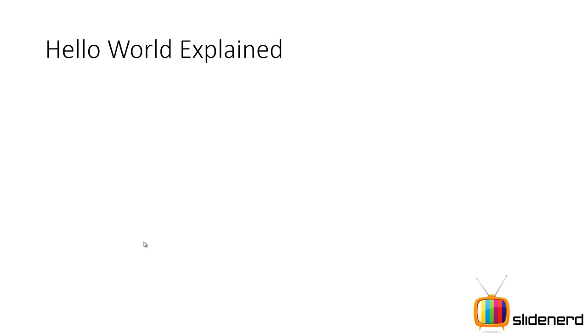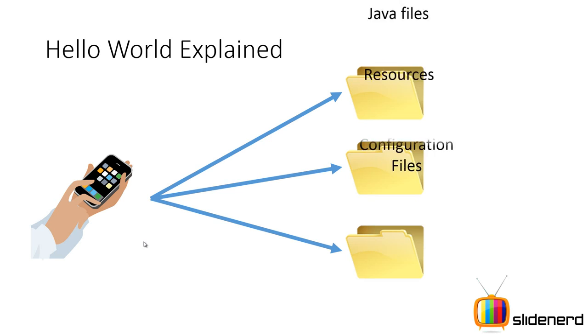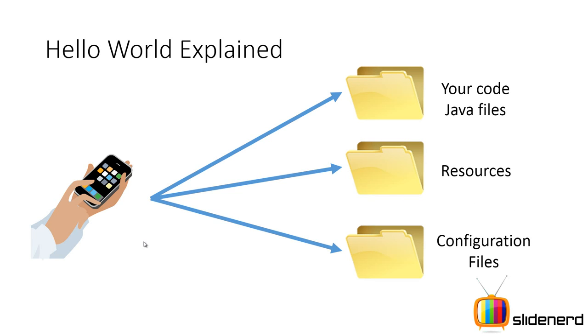Android has a way of separating things. It separates everything: your Java code, your resources, your configuration files, whatever. So first things first, here is your Android app. It is made up of three main parts. One is your Java code files, which are put together separately. The other is resources, and the third is configuration files.